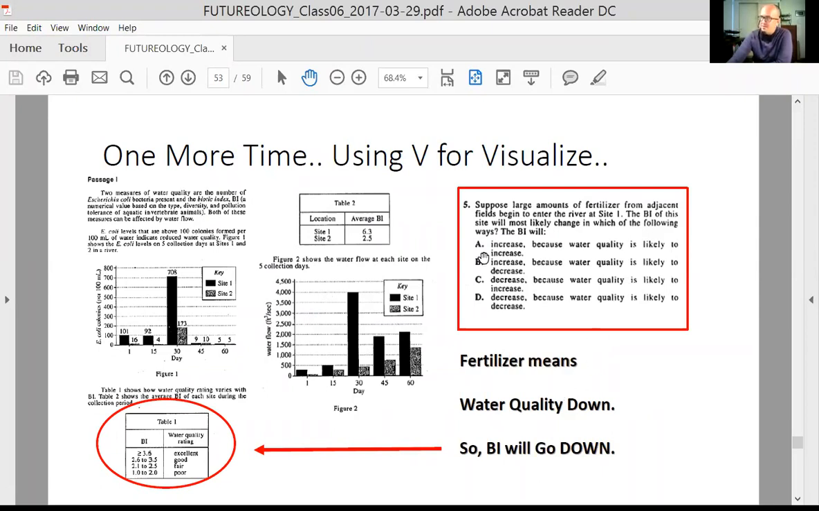Now, I've seen people look at this question, and then they read about E. coli, and then they think about fertilizer increasing E. coli, and then they think that E. coli has something to do with the water quality rating going up, and they somehow reverse the entire question. That's thinking the AP way. That's thinking the wrong way. That's trying to think with anxiety and trying to think all at once.